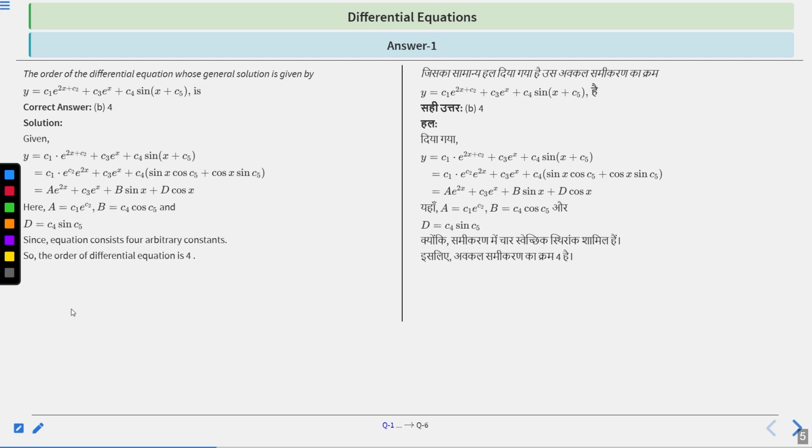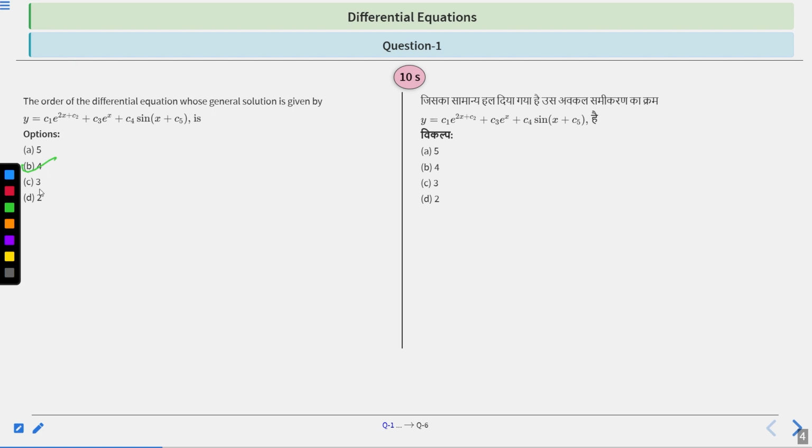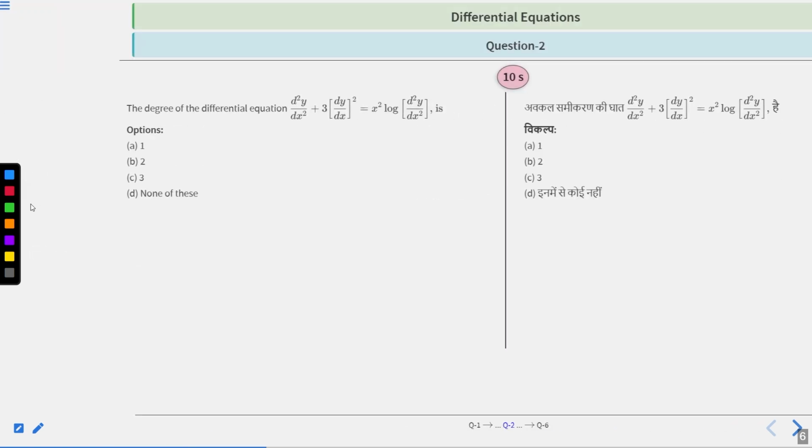Since the equation consists of four arbitrary constants, that is a, c3, b and d, the order of the differential equation will be 4. Order is 4, right? Therefore, option B is the right choice. Got it? Now let's move to the next question.